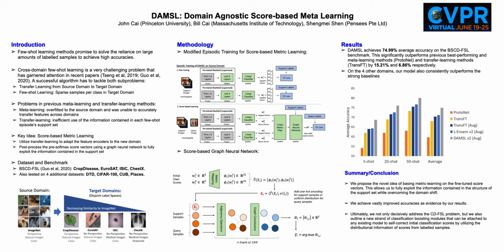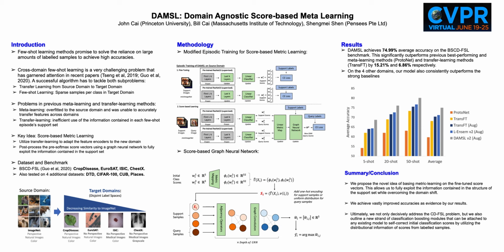And now I'll briefly go over the results. DAMSL achieved 74.99 average accuracy on the BSCD-FSL benchmark. This is markedly higher than both previous meta-learning methods, such as ProtoNet, and transfer learning methods, such as transductive fine-tuning. And this is also higher than the average accuracy attained by the best performing models from the challenge last year.